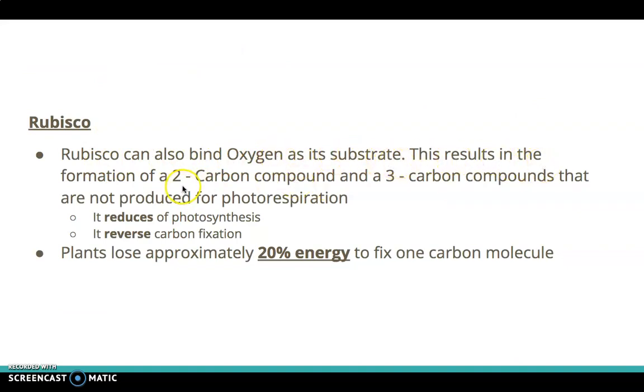This results in the formation of a 2-carbon compound and a 3-carbon compound that are not productive for photosynthesis; this is photorespiration. It reduces the product that's needed for photosynthesis, and it reverses carbon fixation, because it didn't allow us to go through the whole process of making these 3-carbon molecules. It kind of backtracked us. Because of this, plants lose approximately 20% of their energy to fix 1 carbon molecule. So this isn't really ideal, nor is it sustainable.